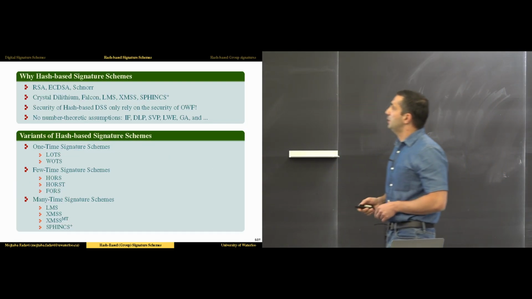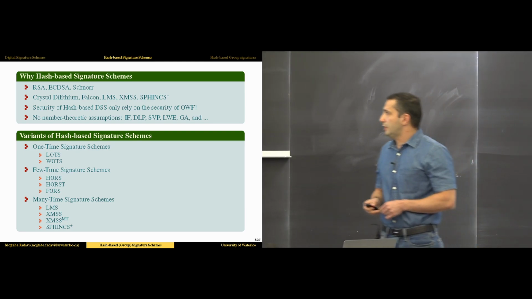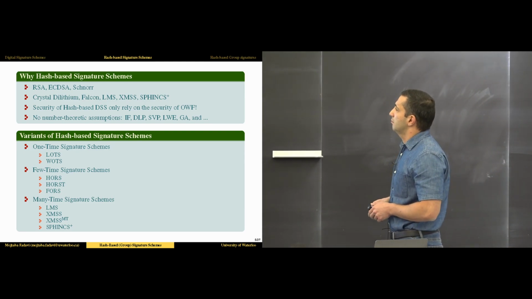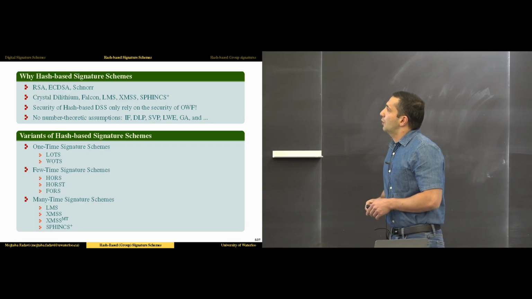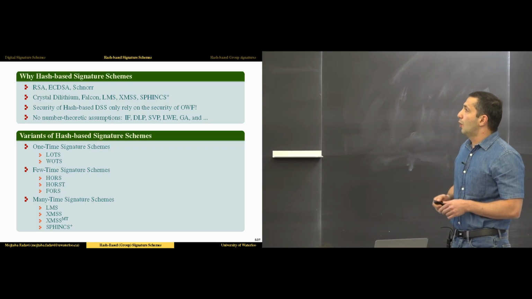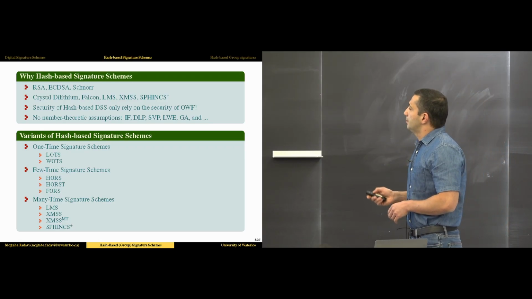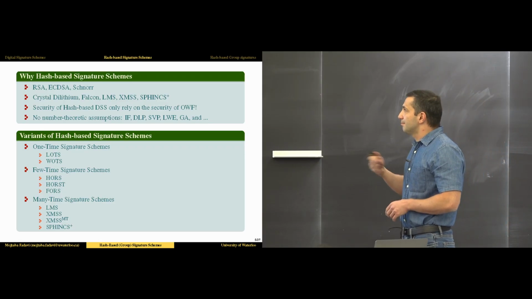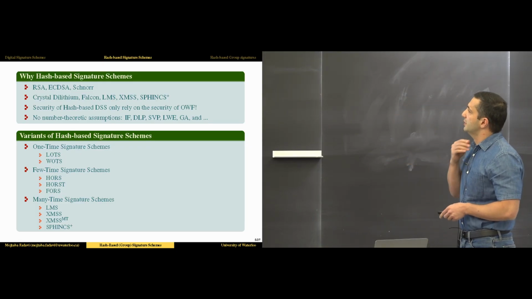Okay, why hash-based signature schemes? Right now, we are using traditional schemes like RSA, elliptic curve, DSA, and Schnorr signature, which are all vulnerable to large-scale quantum computers. So NIST is replacing them with post-quantum schemes.